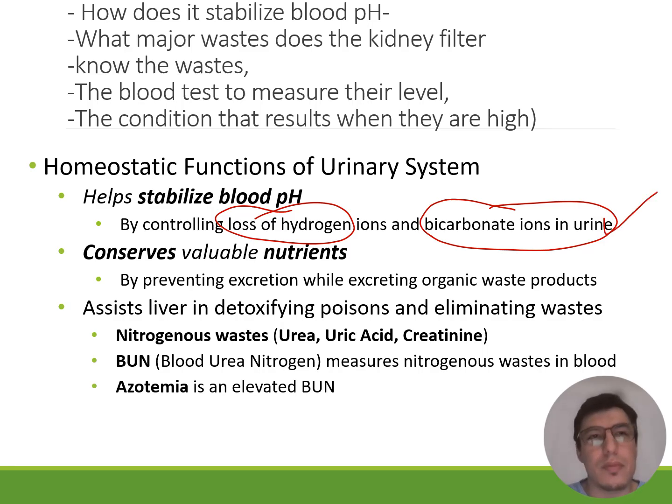All right. Next question is, what major wastes does the kidney filter? One of them is urea, uric acid, and creatinine. So mostly nitrogenous waste. Whenever we're processing proteins, we're breaking them down, we're releasing a nitrogenous waste. Some of them are urea, uric acid, creatinine, amongst others. But these are the three major components. Water, make sure you know the wastes. We want to filter those out because they are waste. They are not utilized by the body in a meaningful way.